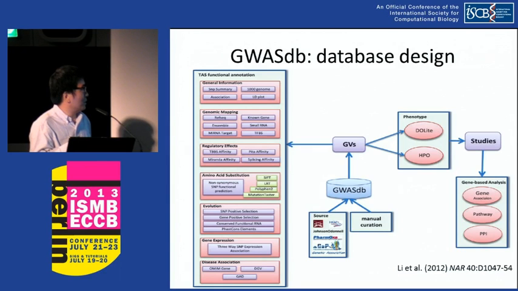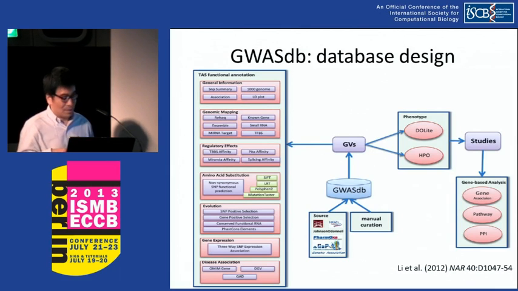And also, if it's a protein coding region, then how it will affect the protein's function, the cross-species conservation, and also the eQTL information and disease association. Furthermore, we also map those genetic variants to the Disease Ontology Lite and also the Human Phenotype Ontology. And we also incorporate pathway and protein-protein interaction information into this GWASdb.